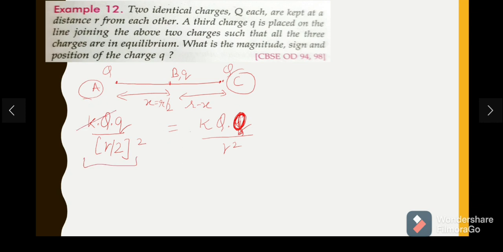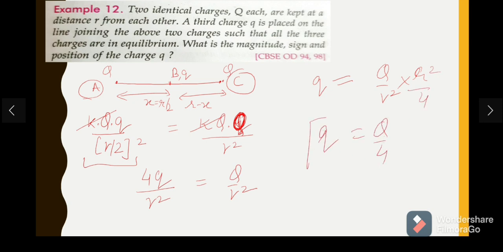So once we cancel out the similar terms, what are we left with? We are left with 4q divided by R square is equal to Q by R square. So this brings us to q as Q by R square into R square divided by 4. So Q by 4. It means the charge we are keeping at point B should be 1/4 of the charges placed at each of the ends.